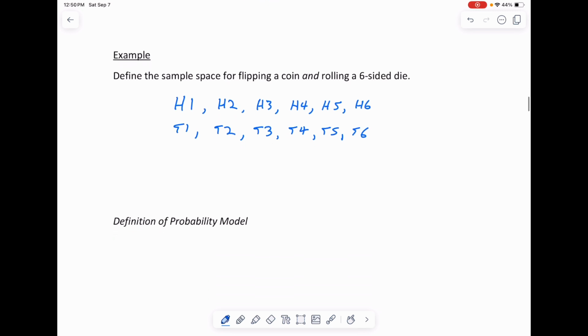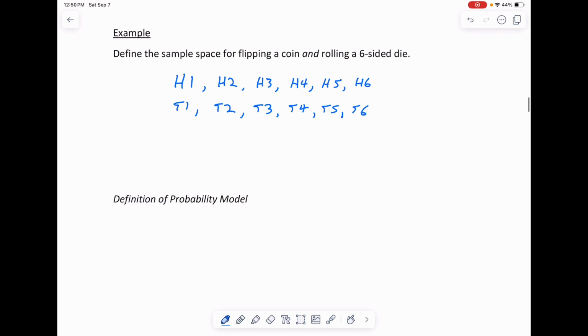Which then takes us into the idea of a probability model. And a probability model is nothing more than a sample space, so what we just created, but we attach the associated probability with each event. So it's a sample space with a probability for each event.